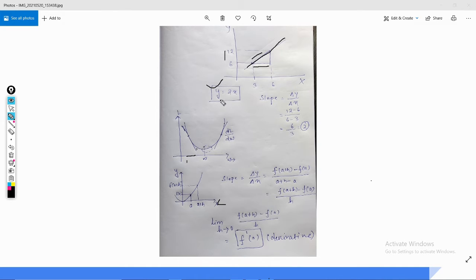I'm taking one example: y is equal to 2x is the linear line. For 3 it will give 6, for 6 it will give 12, right? So the slope here is nothing but 2. If you know machine learning concepts for linear regression, 2 is nothing but the coefficient, and that is the slope itself. So we can easily find the slope here. But why do we need to calculate the derivative for our gradient descent?